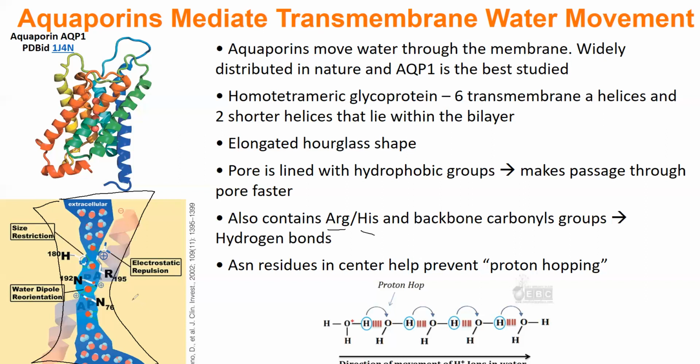What is important, though, is that we have two asparagines here in this image. You can see we have a water trap behind here. These residues help prevent what's called proton hopping. I talked about this in the video, but I'll also cover it here because it comes up a lot in biochemistry.